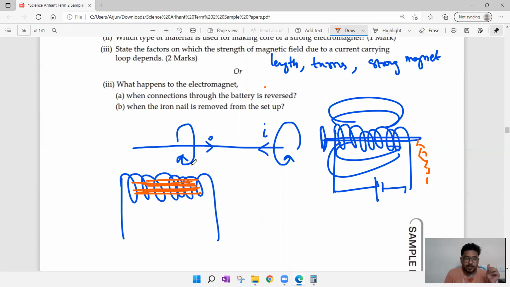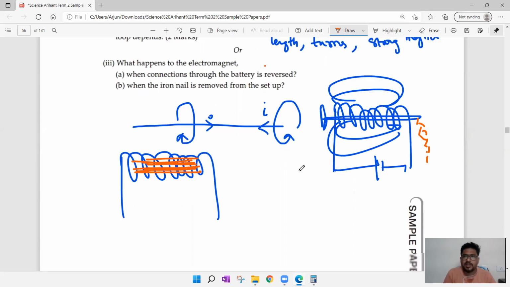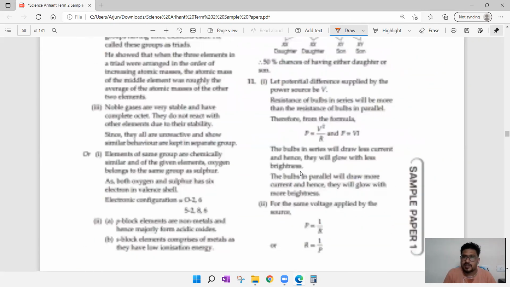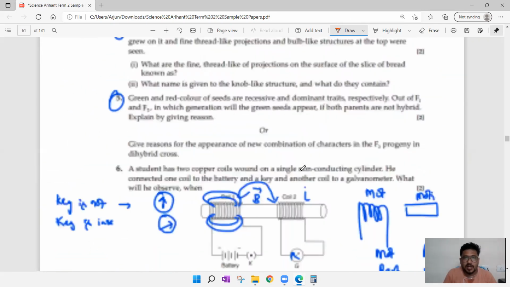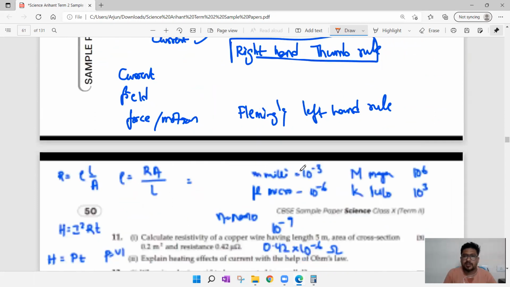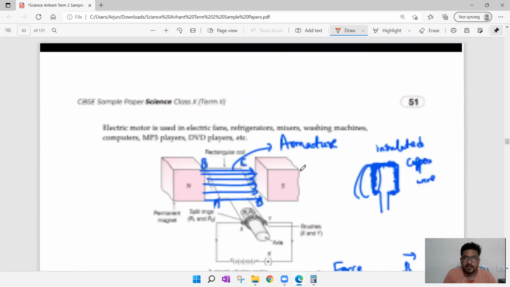And the extra magnetization due to iron nail vanishes when iron nail is removed. There is no magnetization for the iron nail. If iron nail is removed, it will not behave like a magnet. Only field will be present, that's it. So like that you have to write the answer. So you are done with sample paper 1 and sample paper 2, and in the next lecture we are going to see sample paper 3. So that's it in this lecture.